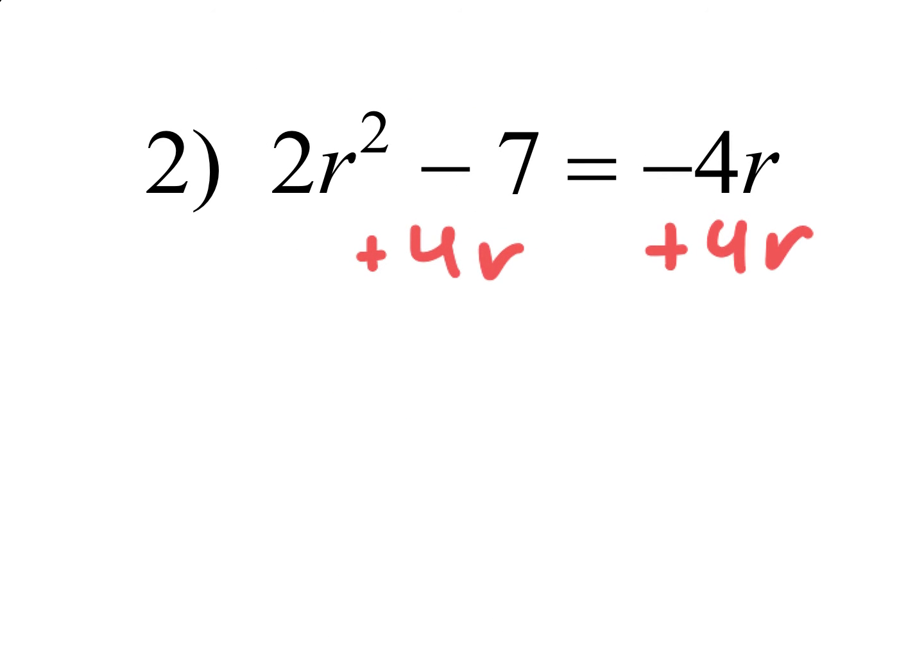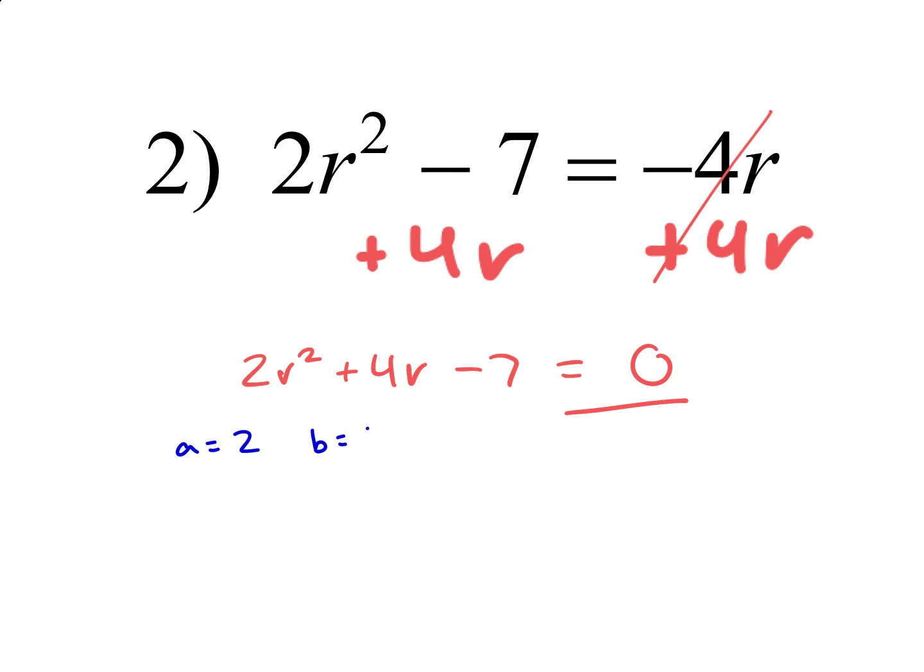So we have to make sure it's in order. How would we rewrite this? 2r squared plus 4r minus 7. Awesome. Is equal to 0. Once it's equal to 0, we can list our A, B, and C. So what's A? 2. What's B? 4. And then negative 7.